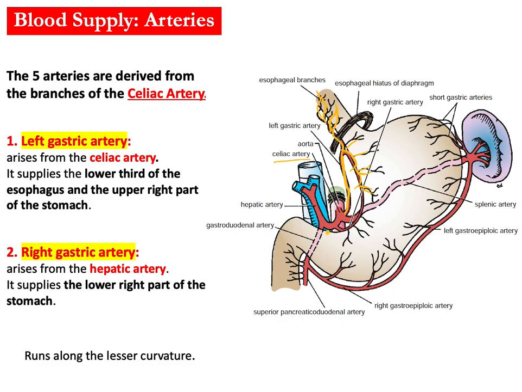Also, it's united with, not the left gastric, with the right gastric. This is the left gastric, it comes from the celiac trunk itself, but the right gastric comes from the hepatic artery, which is a branch of the celiac trunk. So this is the celiac trunk, this is the hepatic artery, and from the hepatic artery you have the right gastric that of course supplies the lower right part of the stomach. That means the lesser curvature is supplied by two parts, the left gastric artery up and the right gastric below.